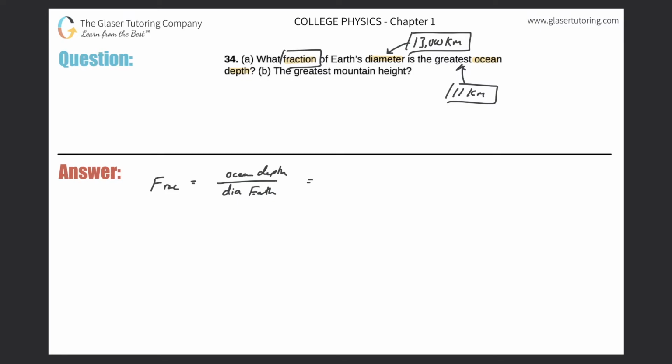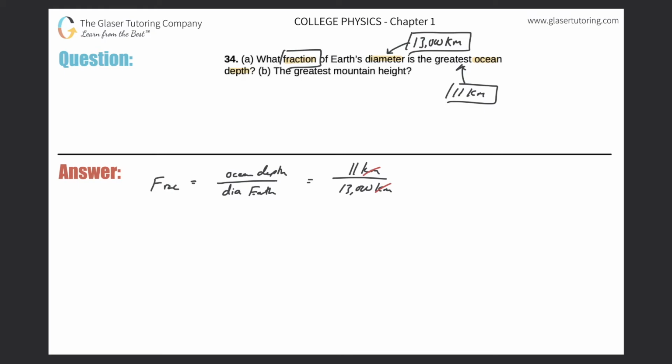So now all we have to do is plug this in. 11 kilometers divided by 13,000 kilometers. The units have to be consistent here in order to create an appropriate fraction. I was nice and gave you the values in kilometers at the start, but if one was in miles and the other in kilometers, you would have to convert miles to kilometers or kilometers to miles and make sure you were consistent.